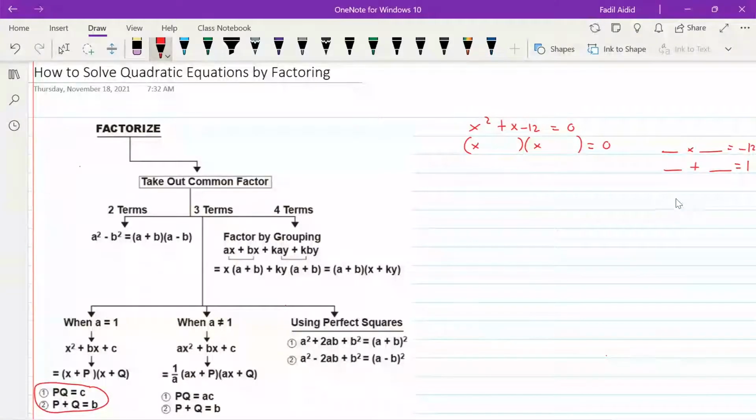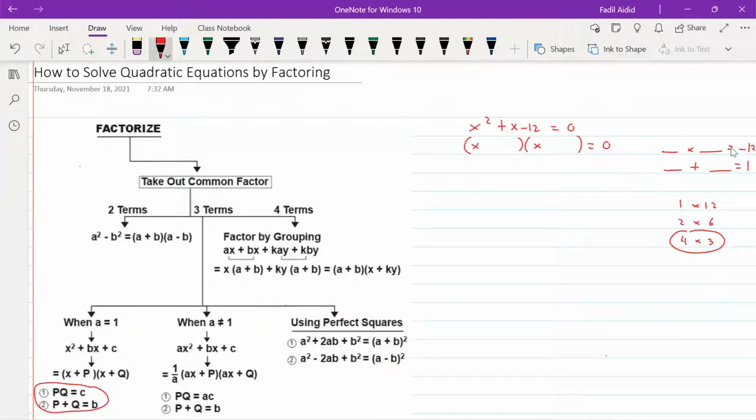So for 12, we can try 1 and 12, 2 times 6, 4 times 3. Now, because the result of multiplication is negative, the easiest way to find the combination is to find the difference that should equal b. So 12 minus 1 is not 1. 6 minus 2 is not 1. But 4 minus 3 or 3 minus 4 is basically 1, the difference. So we can try this combination.